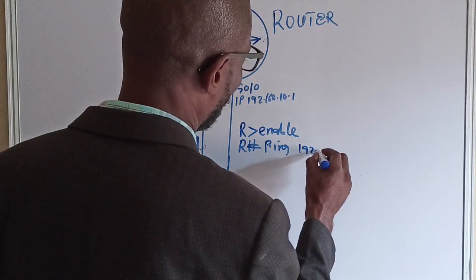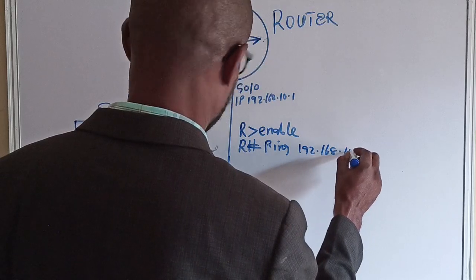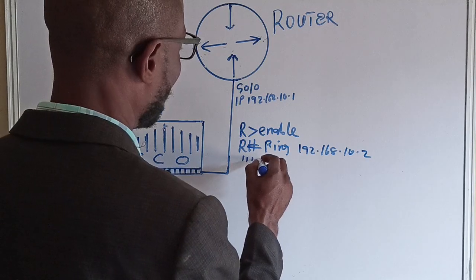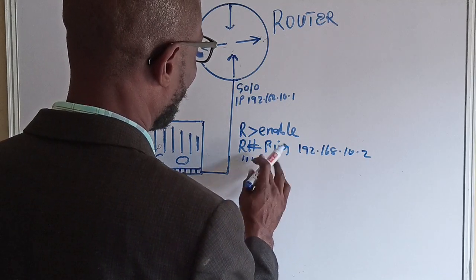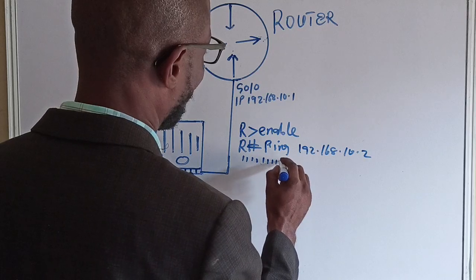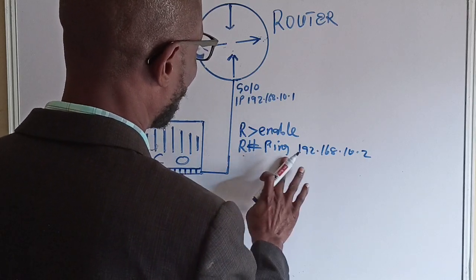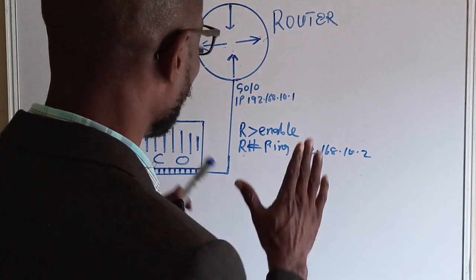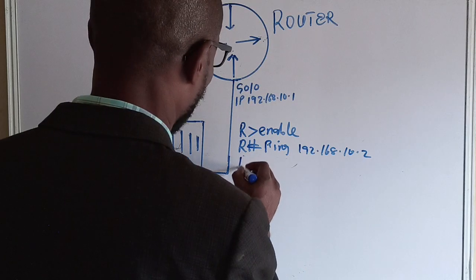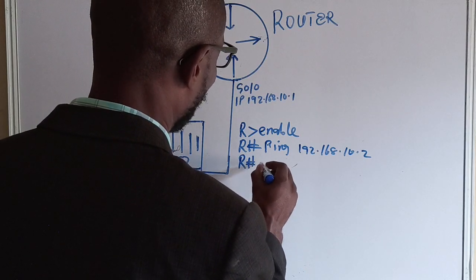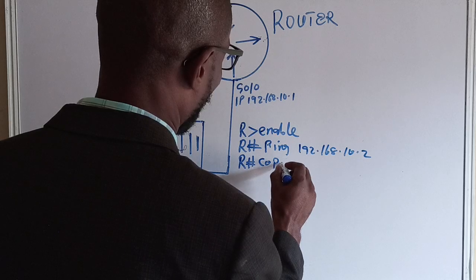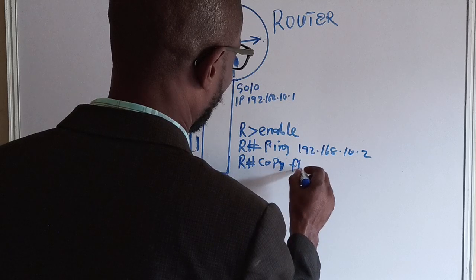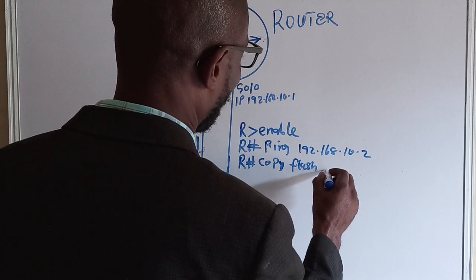You type ping 192.168.10.2. You hit enter, and you see that it gives you this: 1, 2, 3, 4, 1, 2, 3, 4, 1, 2, 3. It shows that everything is successful. So now that it's successful, from this router privilege mode, you type copy flash TFTP.